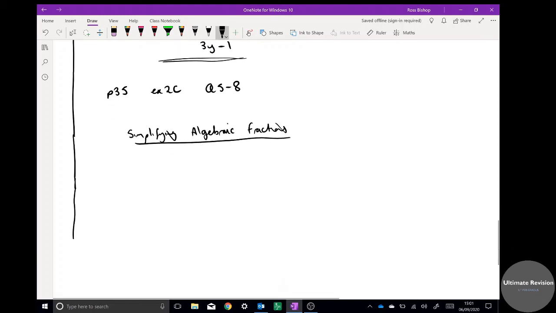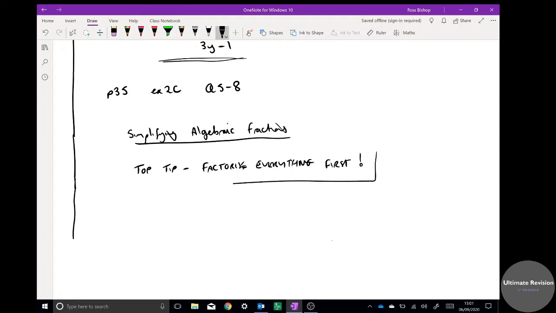Okay, now the top tip here, make sure you write this down, is factorize everything first. Okay, so factorize everything you see before you even start. And we're going to do 3 examples on this one.